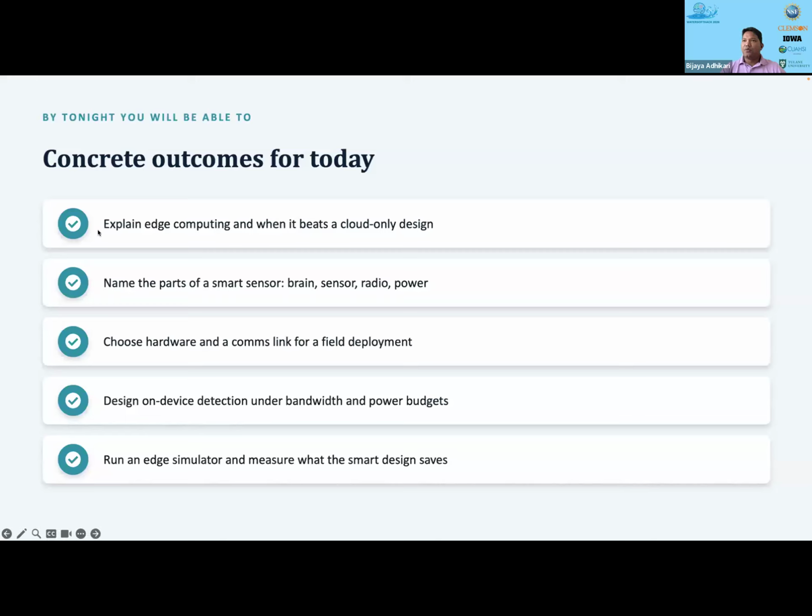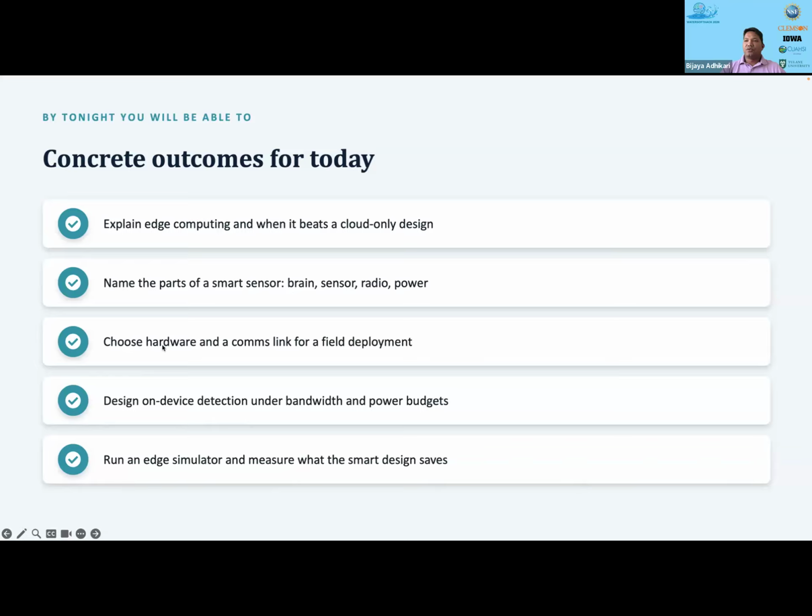We should be able to explain edge computing and when it beats cloud-only design. We should be able to name the parts of an edge device. What is the brain of the device? What is the sensor part? What is the radio? How is it powered?